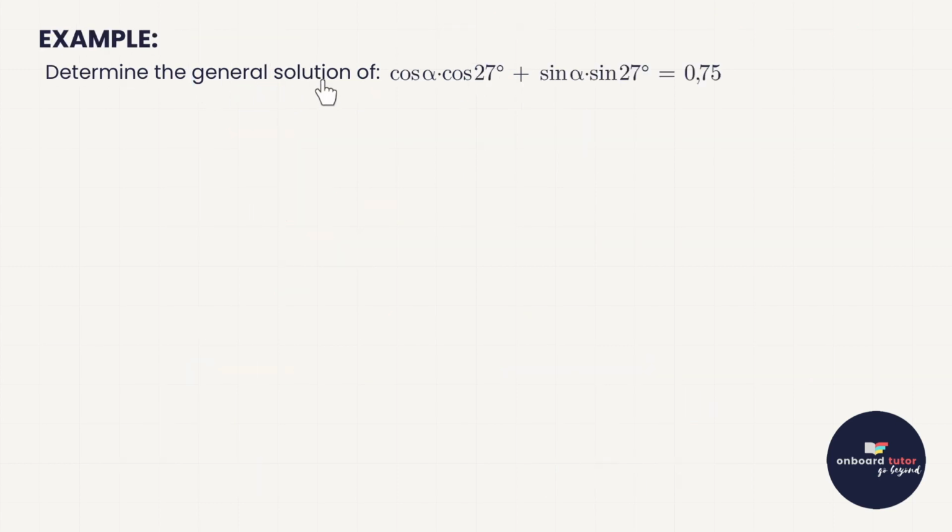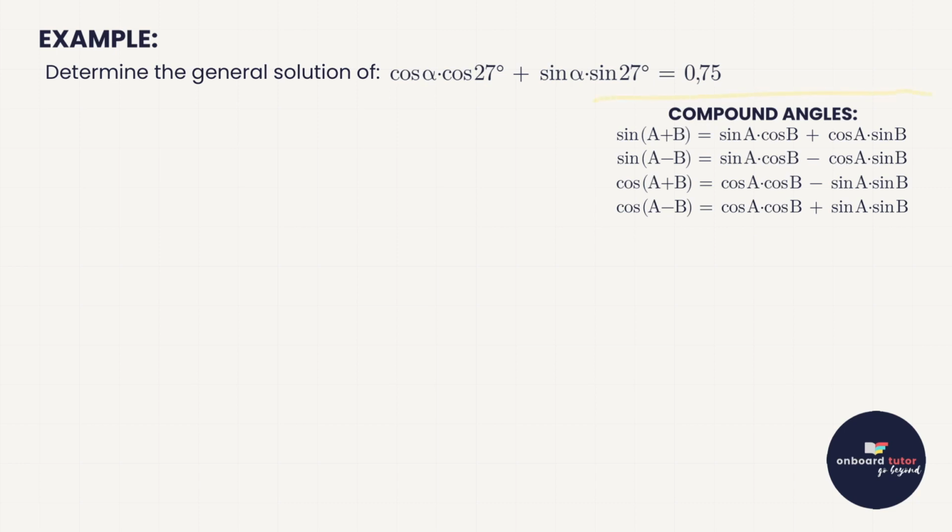Determine the general solution of cos alpha cos 27 plus sine alpha sine 27 equals 0,75. Okay, so step 1, we want to isolate the trig ratio, but there's really a lot going on here. And so what we need to be on the lookout for, because this is a grade 12 trig equation, is this something that I've recognized before? It definitely looks like something that I see on my formula sheet, one of these compound angles. So we want cos cos, sine sine, with a plus in the middle, and so that can actually simplify to cos of A minus B.